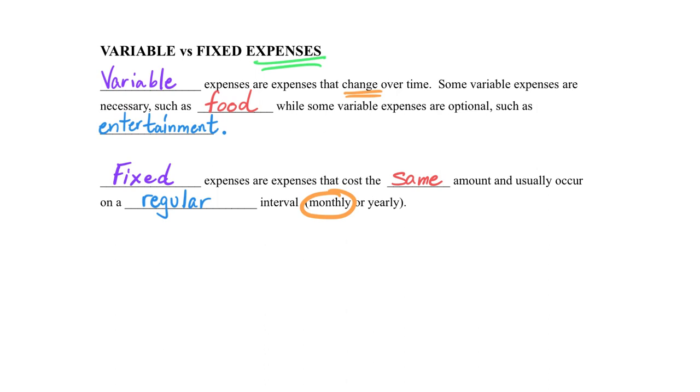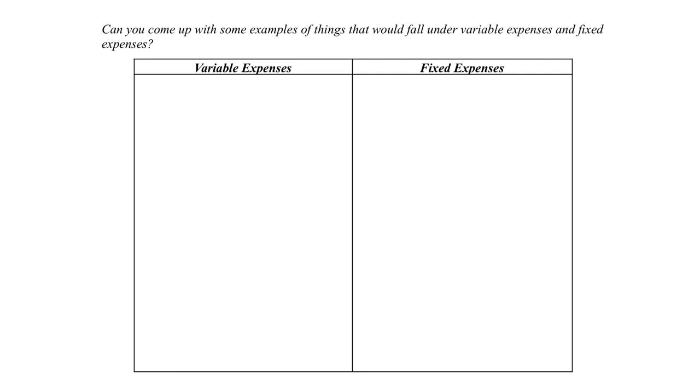Okay, what I want to do now is I want to just kind of start making up a list. That is, could you make up a list of some of the things that would fall under variable expenses and the fixed expenses categories? So I want you to take a moment to just try to consider for you. What would be things where you would spend your money where the dollar amount would change every time period? Let's use month as our example. And then try to come up with some things where the dollar amount you would spend would be exactly the same every month.